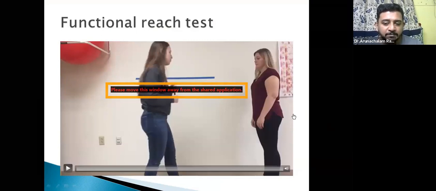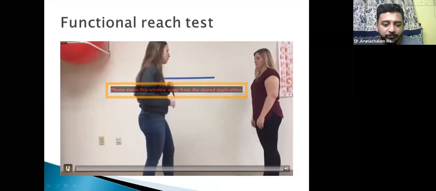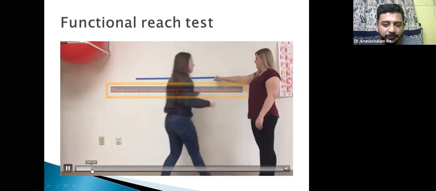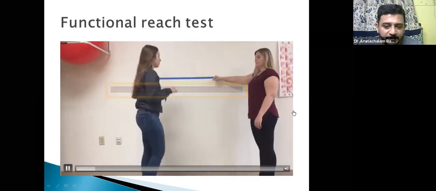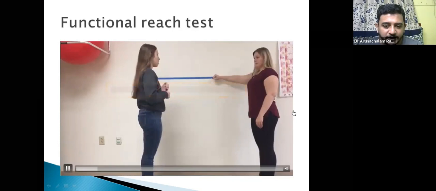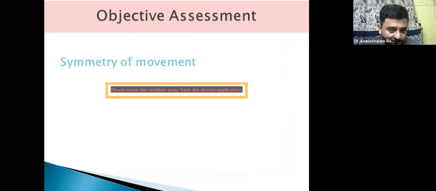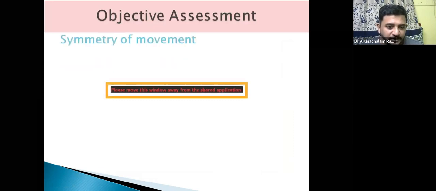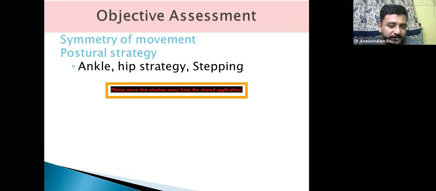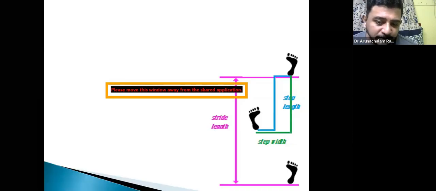So there are some tests like the functional reach test which you can perform to know how far the patient is reaching. It can be done in the frontal plane as well as the sagittal plane. There are a lot of variations. Okay, so these tests you can use to assess the balance. Symmetry of movement is very important. Postural strategies, hip strategy, ankle strategy, stepping strategy, all these things are very important in localizing the lesion.